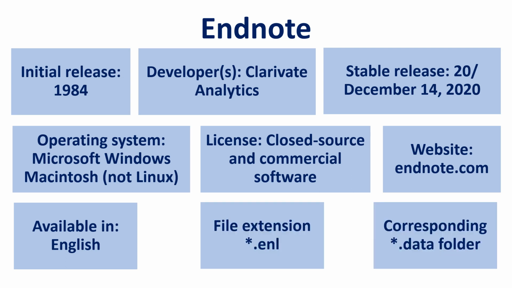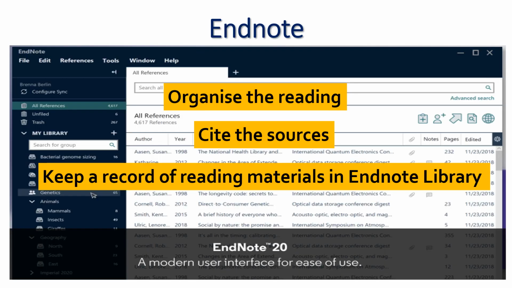Whenever you are going to create an EndNote library, two files are going to be created in your system. First is the library file, that is the .enl file, and second, all the resources and all the information about the library will be present in the data folder, that is called the .data folder. So these two will be created in your system.